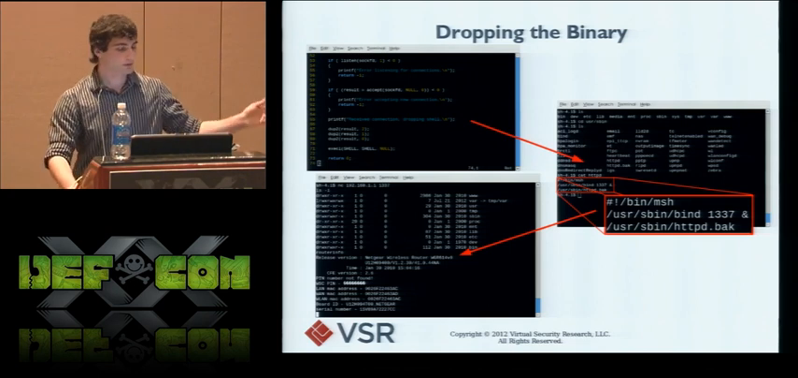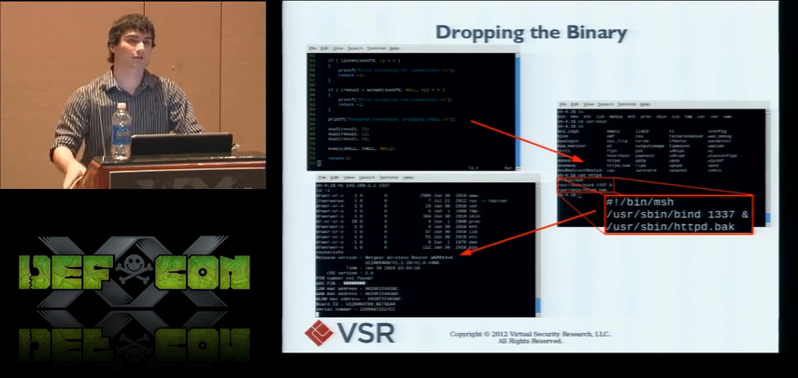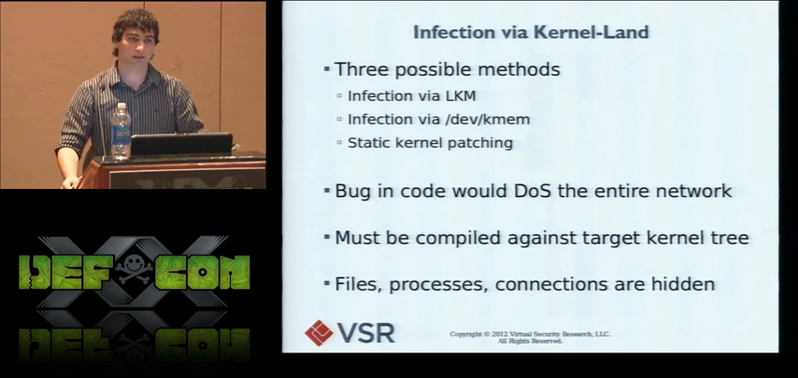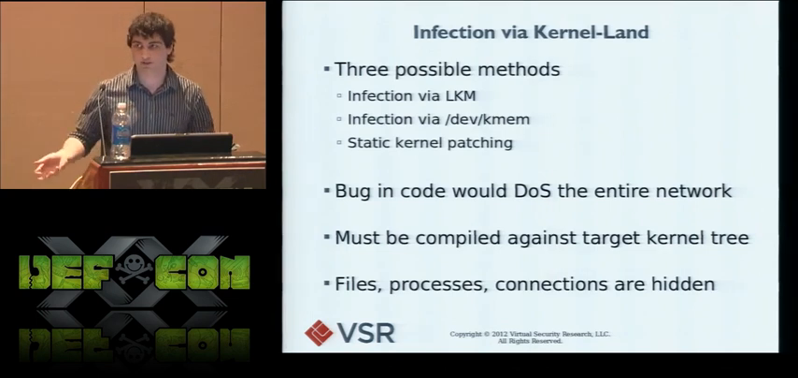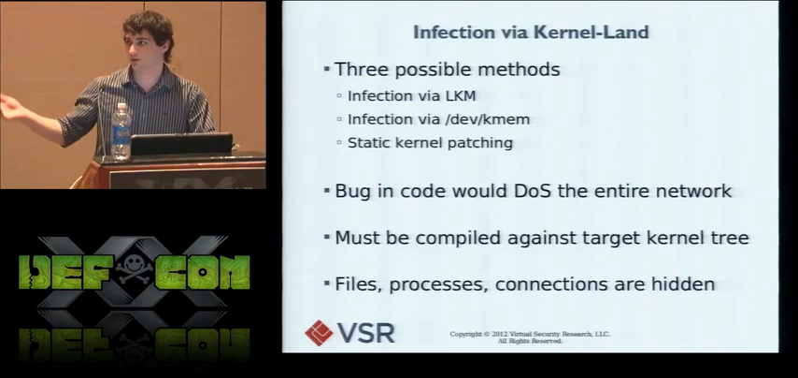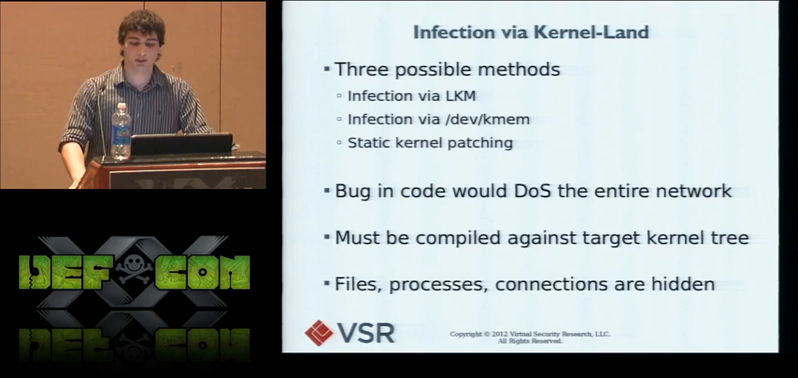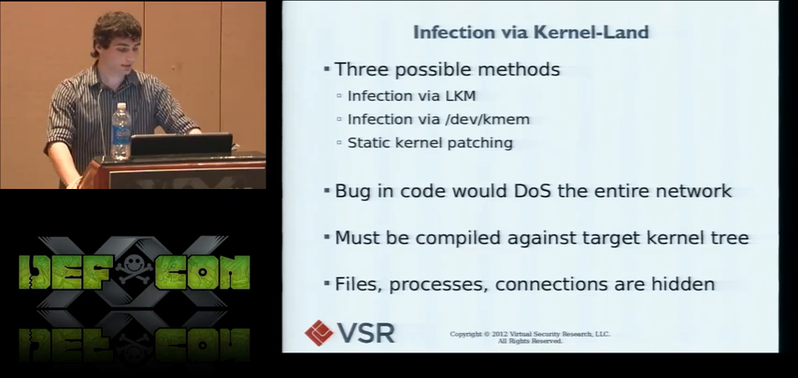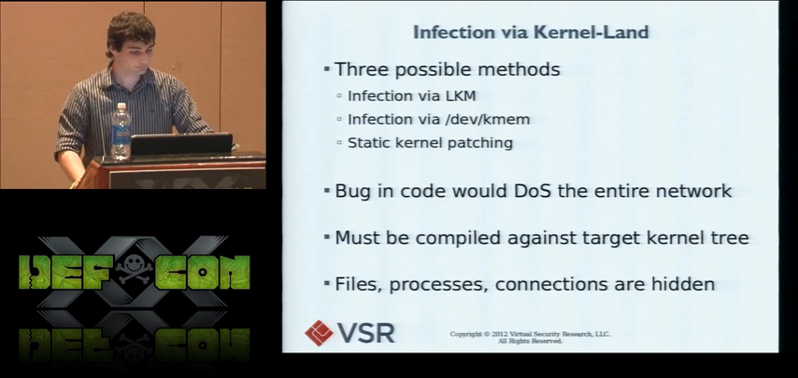So very simply, cross-compile your C to MIPS, drop it on the file system, and basically find some binary that's always going to run on boot, which is the HTTP server. Replace it with a shell script that runs our bind shell in the background, and then dispatches off to the real HTTP server. And as you see, pack it together, boot up the device, and we netcat to the port, and we have remote root shell.